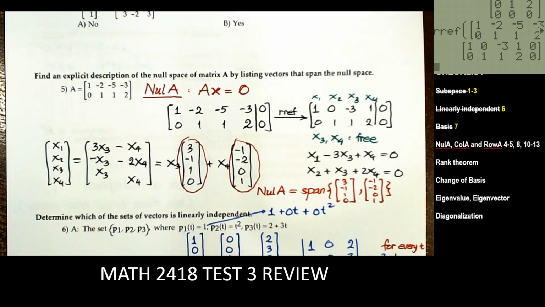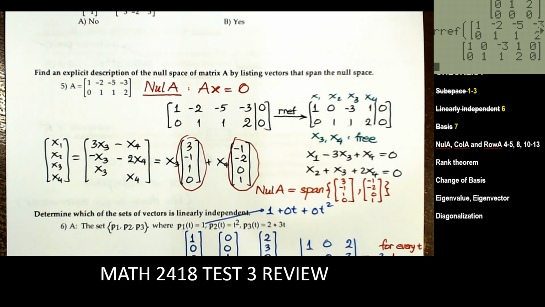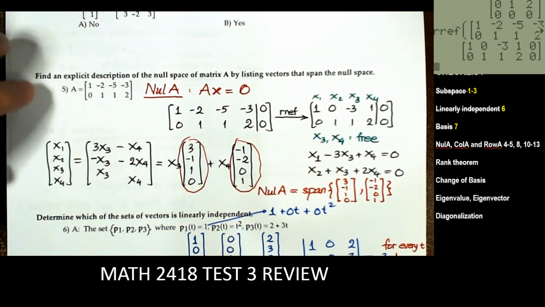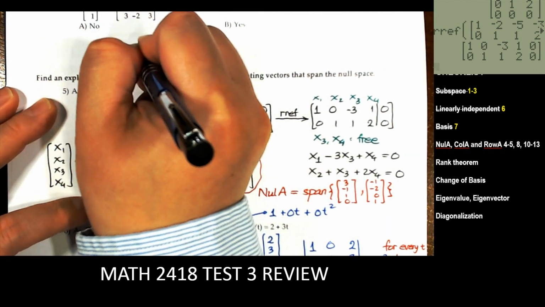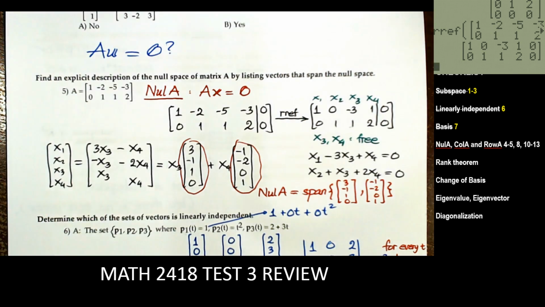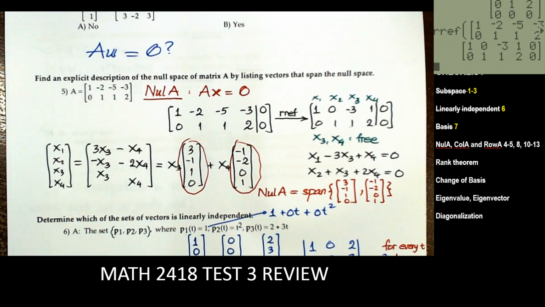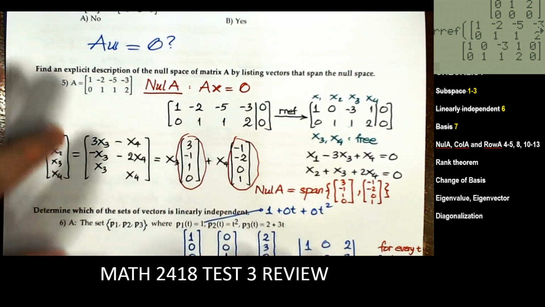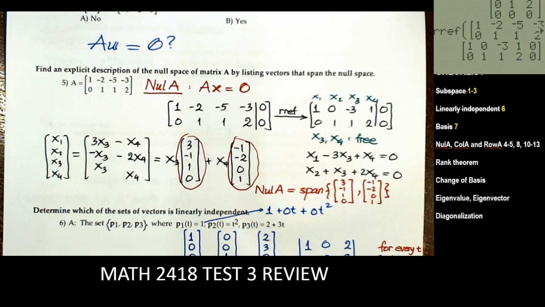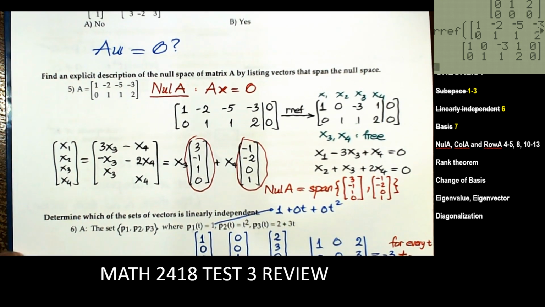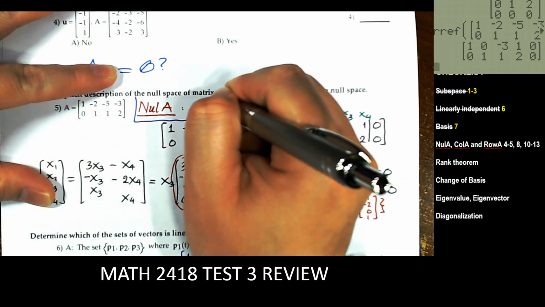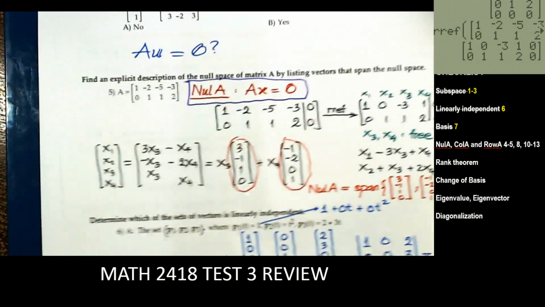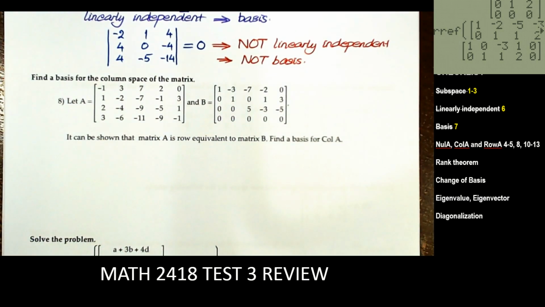So after this we go to number 4. All we need to do is take A times u. If it is equal to 0, then it is in the null space. If it is not, then it is not. On the test I won't ask anything like that, that is simple. So that is the null space. We just solve this equation. Alright, the column space or the row space.